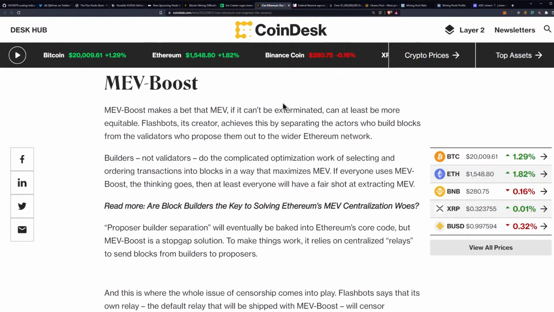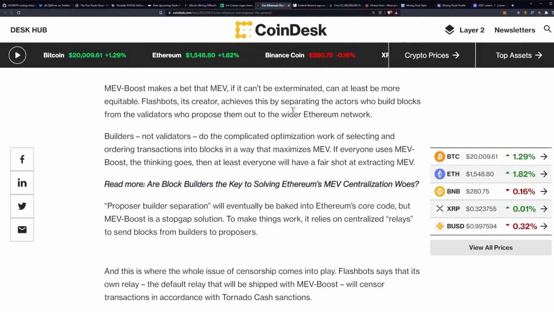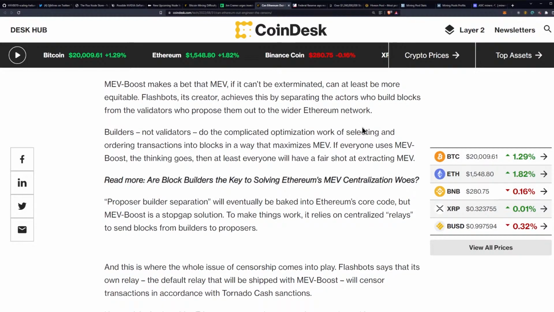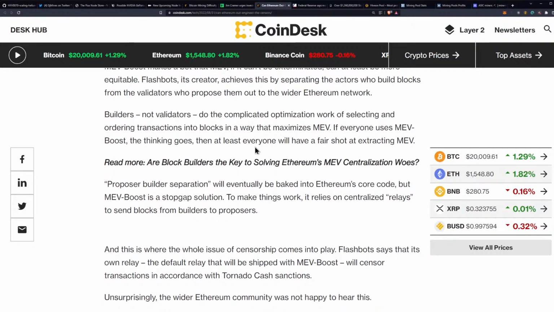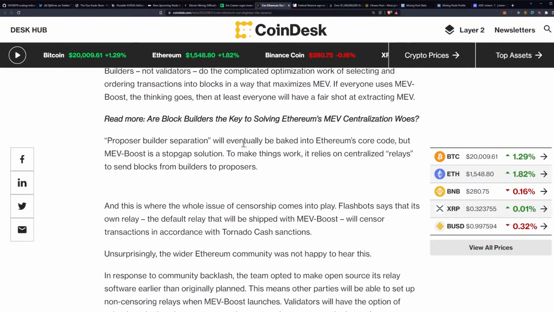MEV-boost makes a bet that MEV, if it can't be exterminated, can at least be more equitable. Flashbots, its creator, achieves this by separating the actors who build blocks from the validators who propose them out to the wider Ethereum network. Builders, not validators, do the complicated optimization work of selecting and ordering transactions into blocks in a way that maximizes MEV. If everyone uses MEV-boost, the thinking goes, then at least everyone will have a fair shot at extracting MEV. Proposer-builder separation will eventually be baked into Ethereum's core code, but MEV-boost is a stopgap solution. To make things work, it relies on centralized relays to send blocks from builders to proposers.